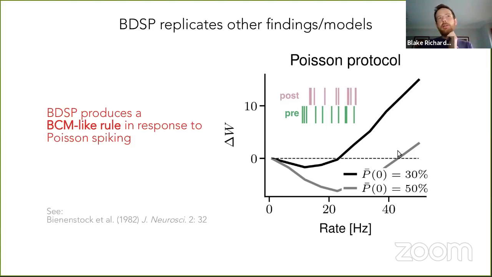That's interesting because, again, BCM can replicate some interesting findings from the literature, though it also doesn't replicate others. So just to clarify, this synaptic plasticity rule is not BCM. We're just saying that it can look like BCM under certain experimental conditions.